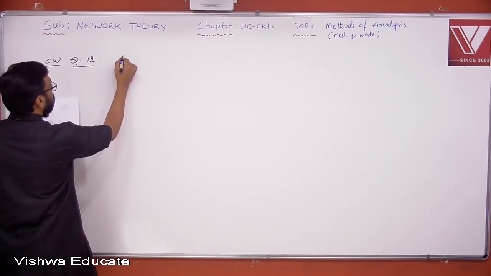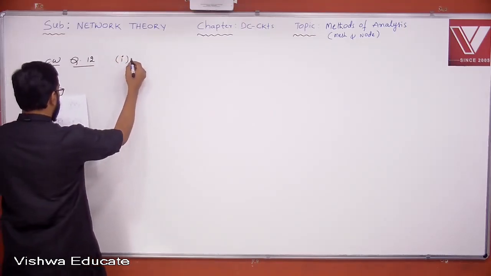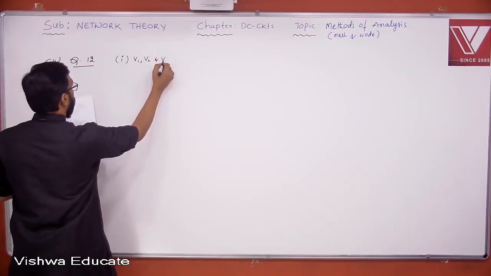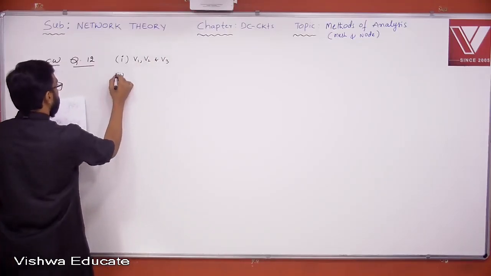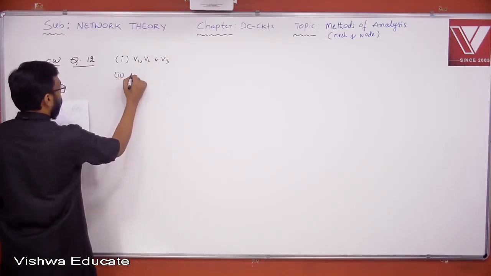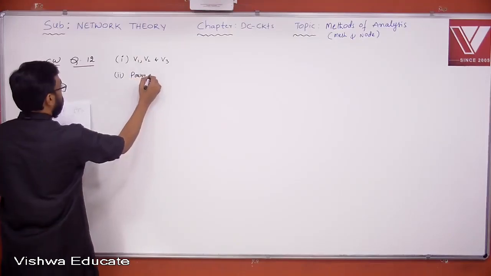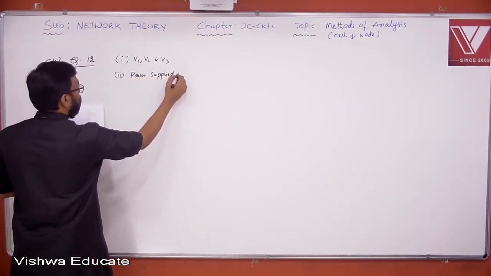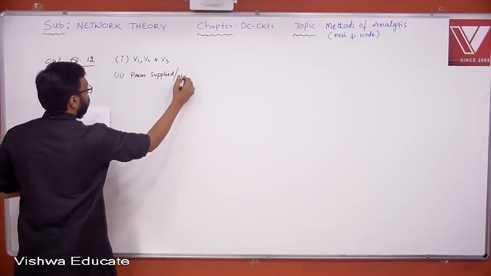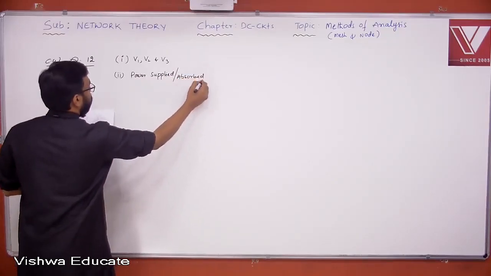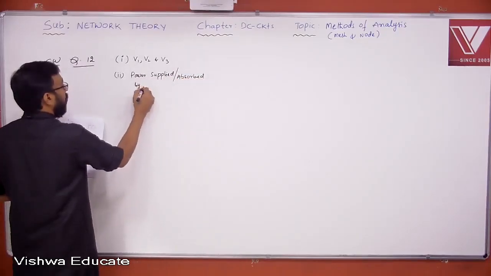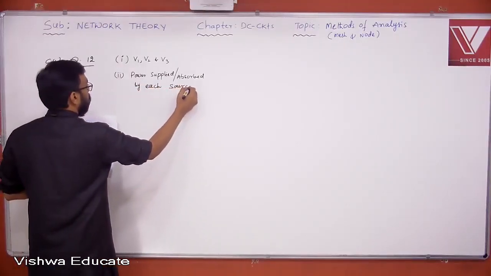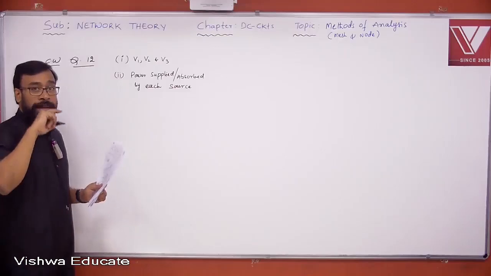Find what is that? Read that question. V1, V2 and V3. Okay. And what else is it asking? Power of each source. Power supplied or absorbed by each source.